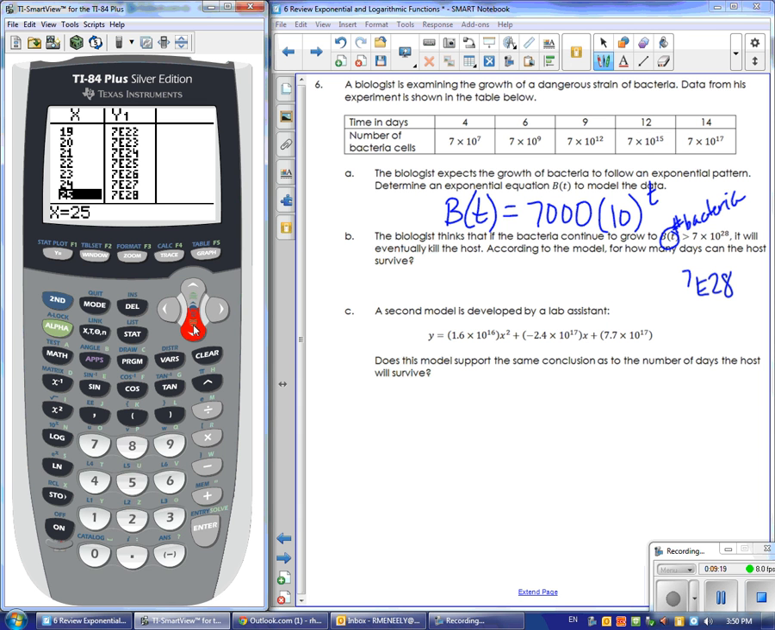which is going to be 7 times 10 to the 28th power, which is quite a big number. That's why you can't see all the digits in the calculator. It'll just round it to 7 times 10 to the 28th. So it's 25 days. It'll take 25 days to kill the host.